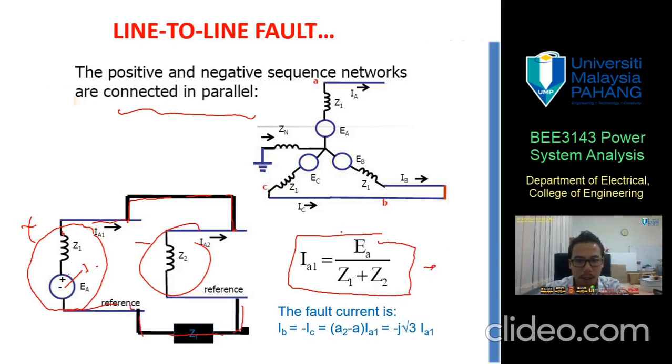So the fault current, finally, IB equals minus IC. In this expression, it's a squared minus a, multiplied with IA1, you get minus j root 3 IA1. So this is fixed already. You can refer to Hadi Saadat's book also.